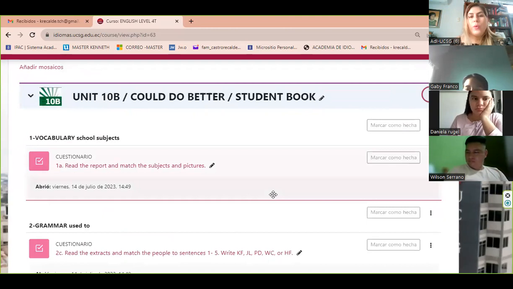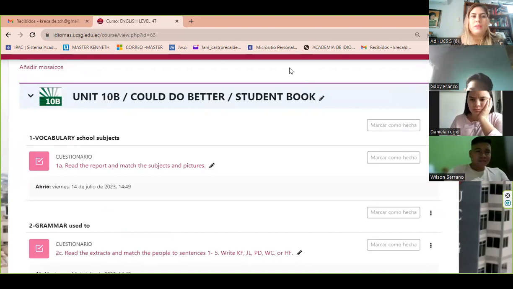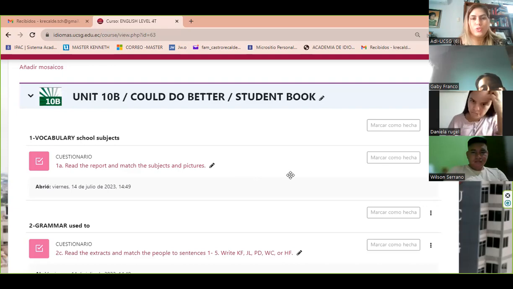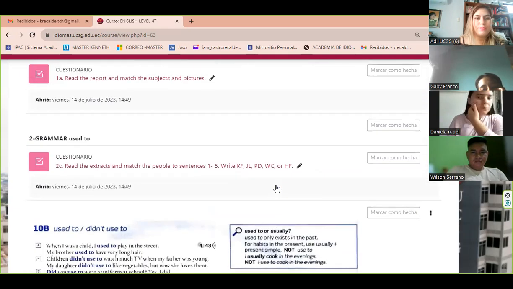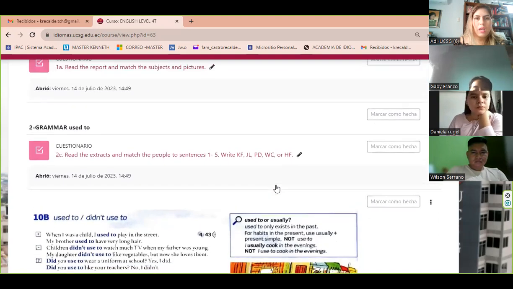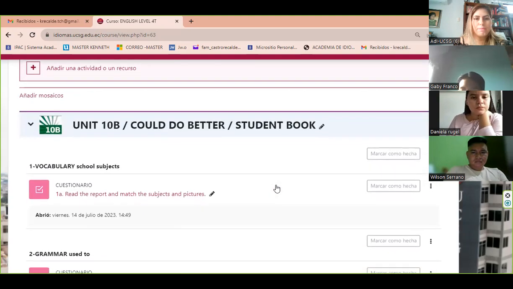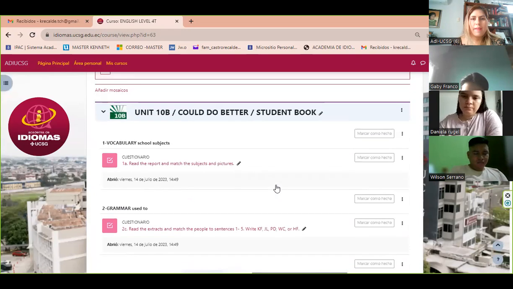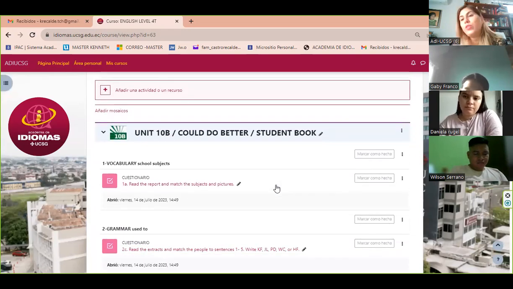We will analyze today vocabulary. We have also used to. We will see today used to. Let me see. Things in the past that we did and we don't do anymore. So let's start with the first one.